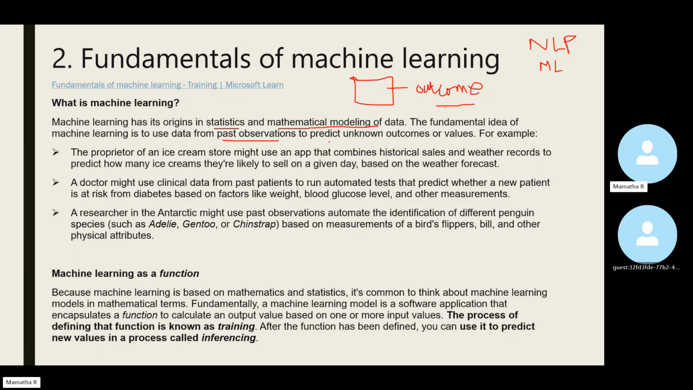So based on that, I'm going to predict the unknown outcomes or values. Even in weather forecasting, if I wanted to tell by using AI the weather we will have tomorrow, what it will do is collect all together the previous historical data.